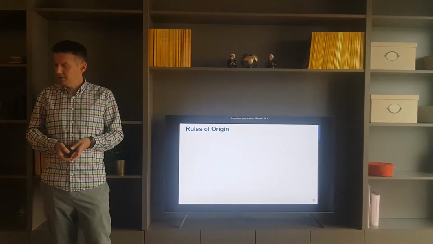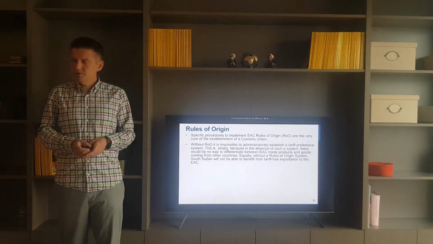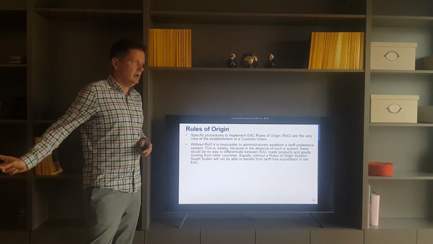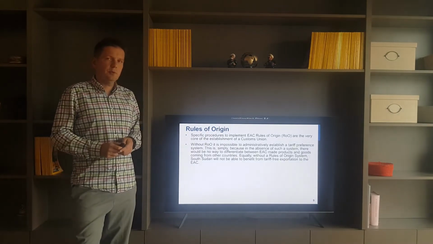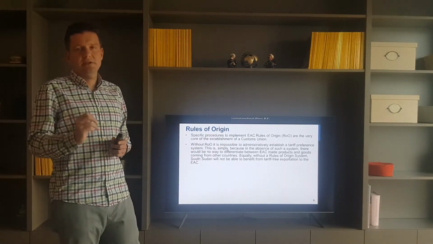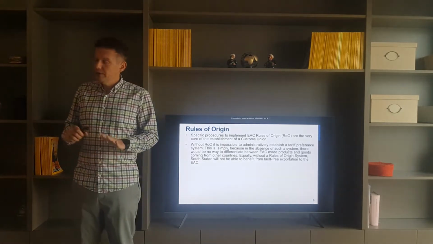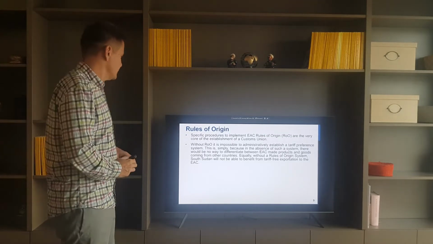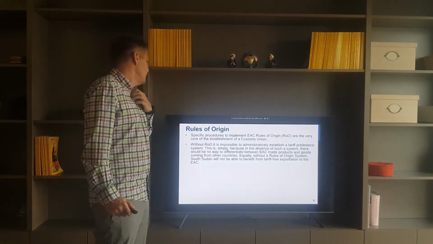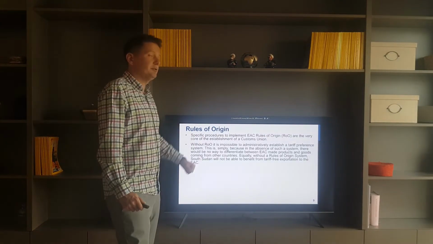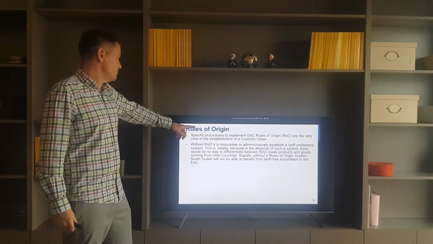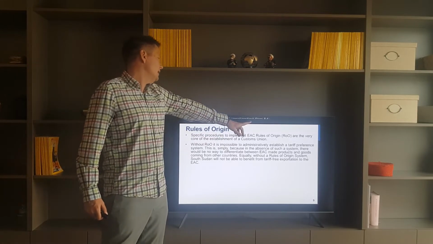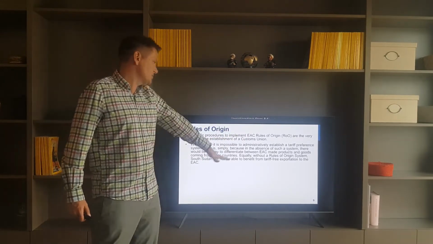I think where I would like to go now is to speak about rules of origin, and a little later we are going to come back to the Customs Management Act. So, we talked about the rules of origin. They are an integral, important part of the customs union. What are rules of origin? Rules of origin are specific procedures to implement that are at the very core of the establishment of the customs union.